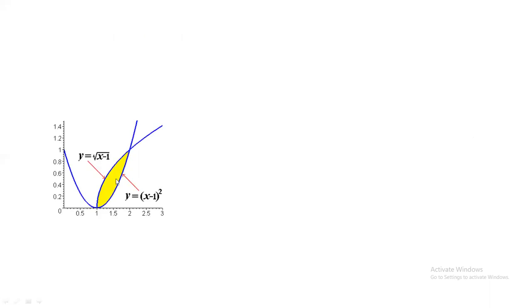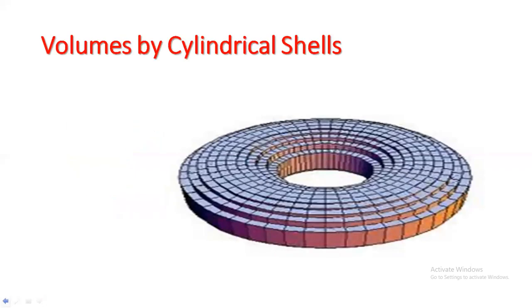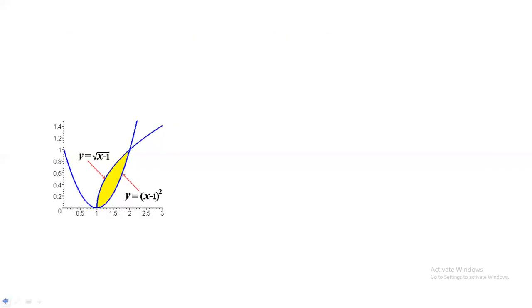So this is the area bounded by the curve y equal to square root of x minus 1, and the other one is y equal to the quantity x minus 1 squared. How come? What happened to this?